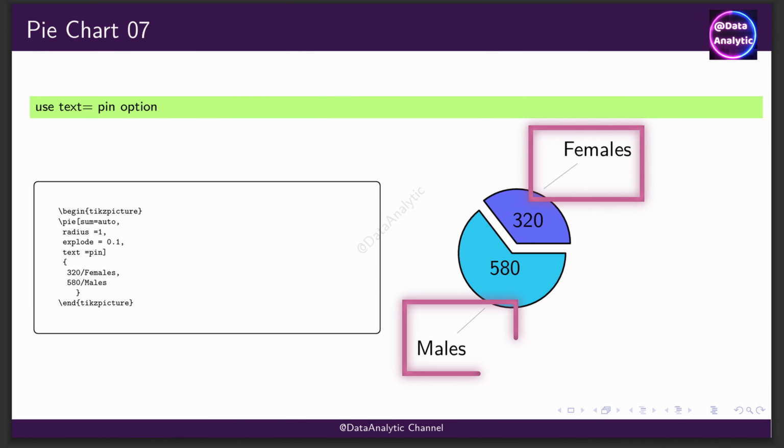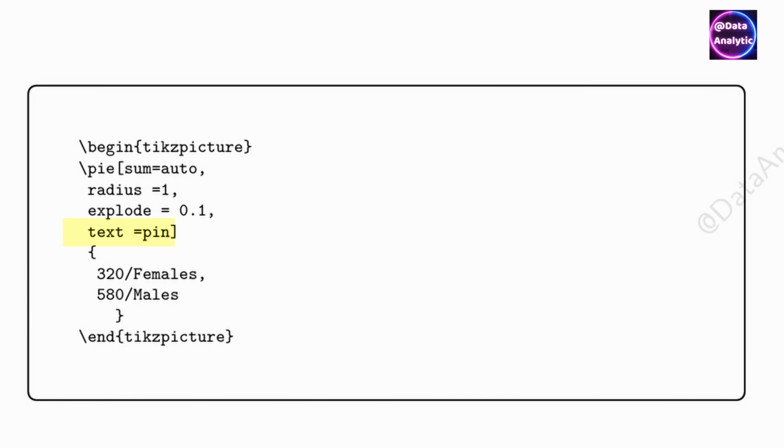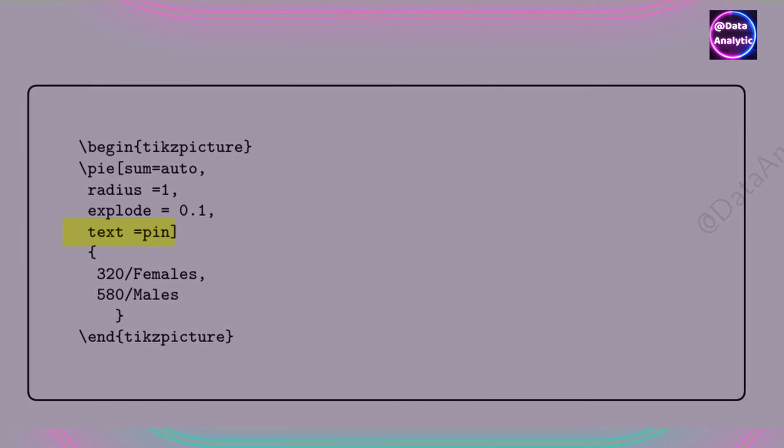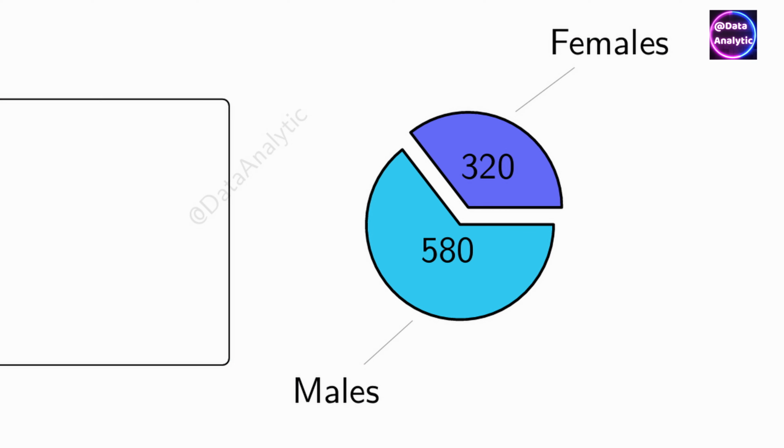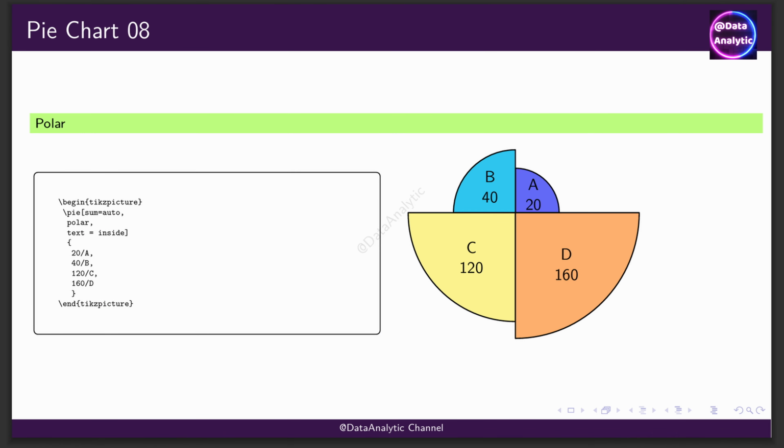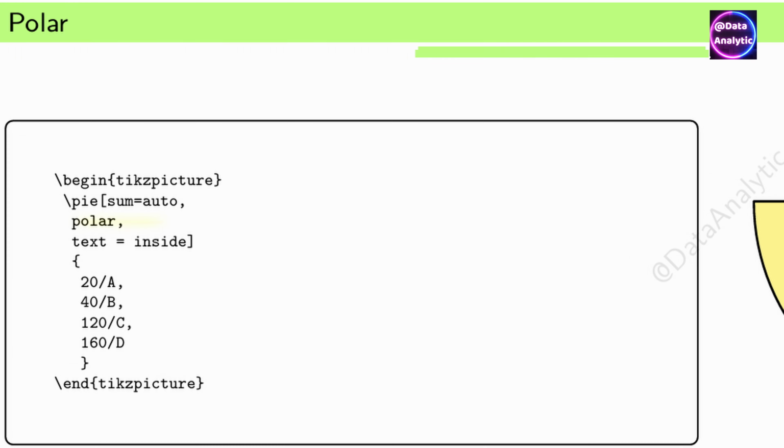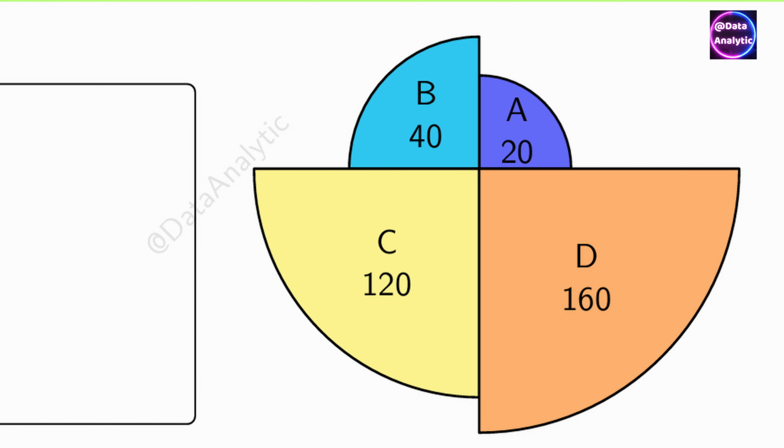And then there's another option called text equals spin. This is what it does to your chart. So the text equals spin option gives you something like this. And now this is a polar chart. When you do the polar option, you get something like this.